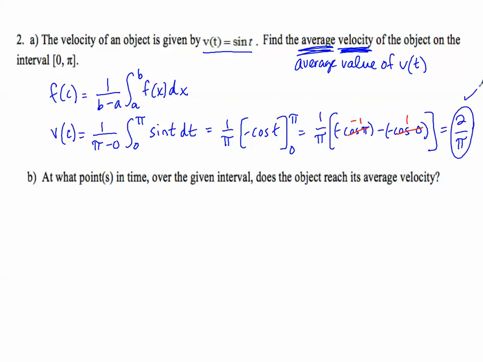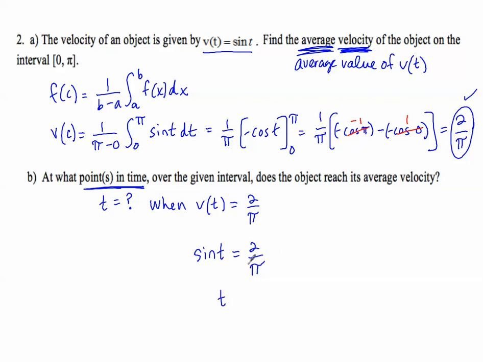Let's see what's next. At what point or points in time over the given interval does the object reach its average velocity? At what points in time? So they're basically asking us, what is the t value that goes with that v value? So what is the t value when v of t equals 2 over pi? That's all that's asking. We know our velocity function, sine of t equals 2 over pi. Now let's solve for t.